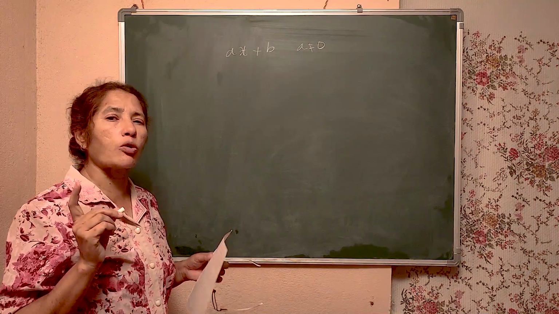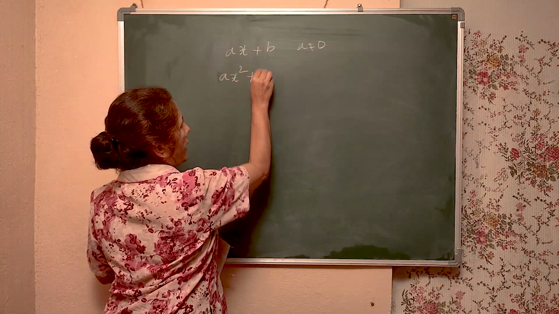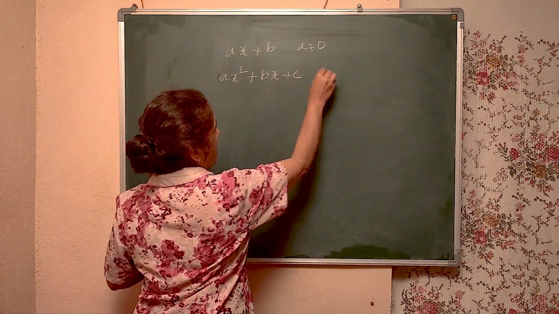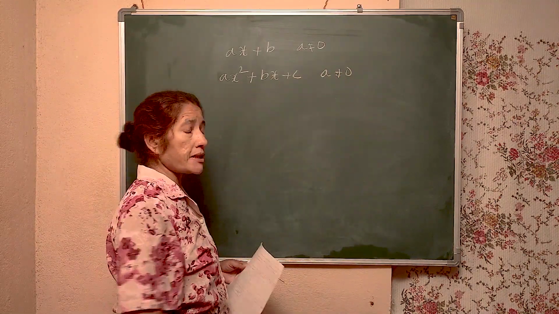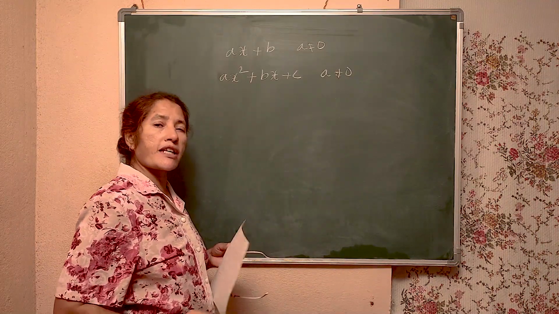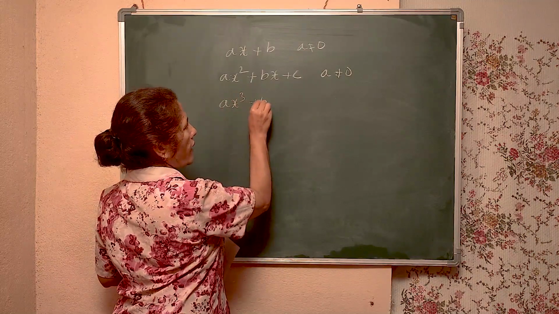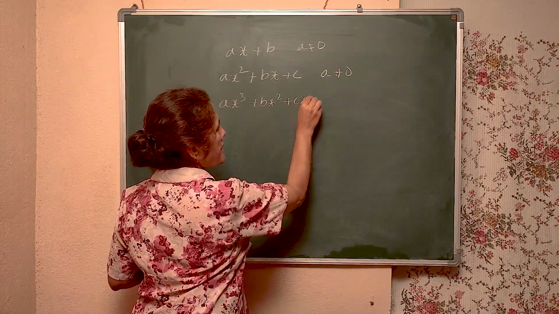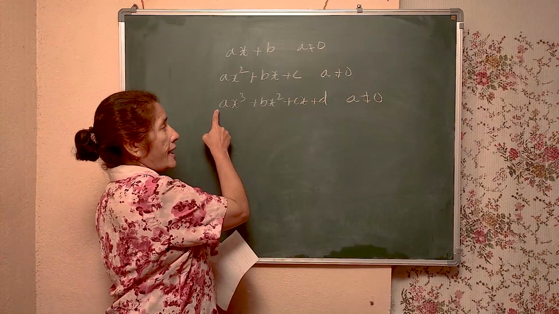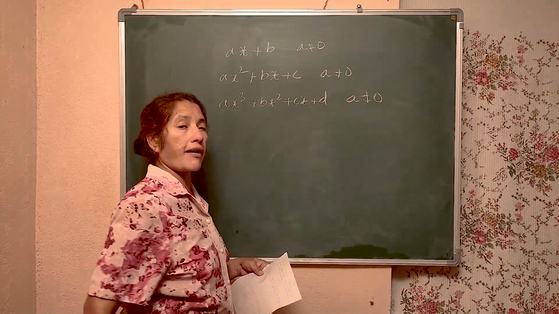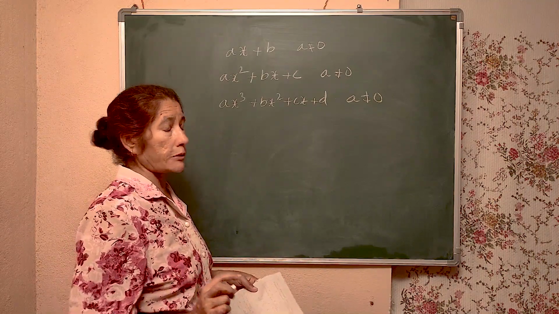What is the general form of the quadratic polynomial? The general form of the quadratic polynomial is ax squared plus bx plus c, where a is not equal to 0, a, b, c are real numbers, x is a variable. What is the general form of a cubic polynomial? ax cube plus bx square plus cx plus d, where a is not equal to 0 and a, b, c, d are real numbers, x is a variable. That is what we studied in the last class.